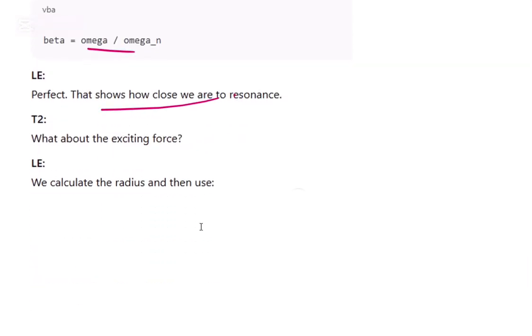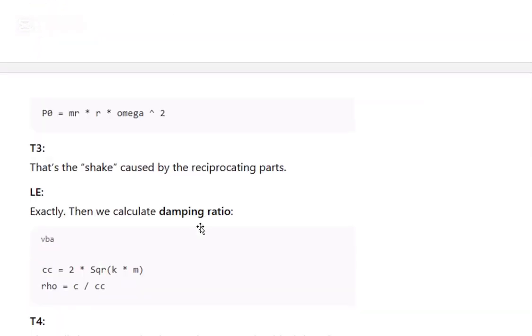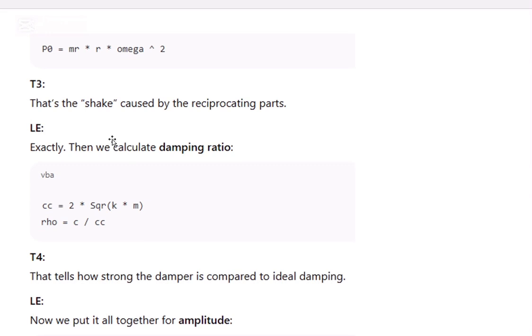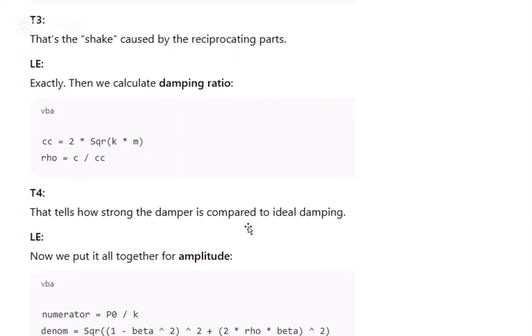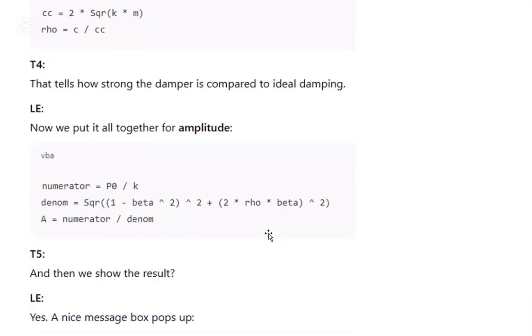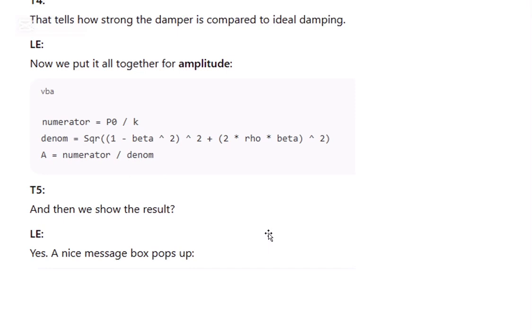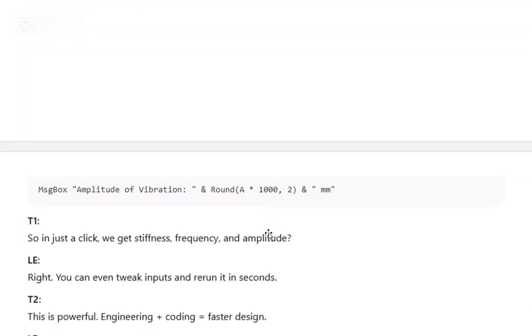For the exciting force, we calculate the radius and then use this formula to calculate the reciprocating force. That's the shake caused by the reciprocating parts. We calculate the damping ratio. That shows how strong the damper is compared to ideal damping. And then we put it all together, find the amplitude, then show the result.